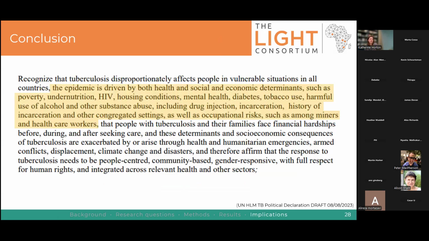However, I think this is something we need to do. So this is from the draft. Sorry, I should have updated this to the final political declaration from the last UNHLM on TB, really acknowledging that the epidemic is driven by both health and social and economic determinants. And this lists a number of specific factors, most of which are predominantly among men. And so I think we need to address these things. We need to recognize that an effective and gender equitable response to TB is going to require that we find ways to address the inequalities that exist. And hopefully our modeling contributes a bit to show that that will have benefits across the population.